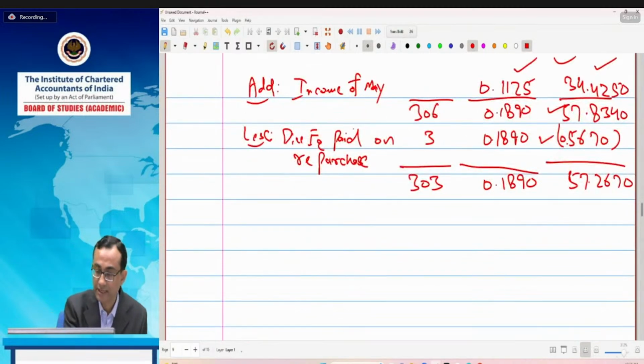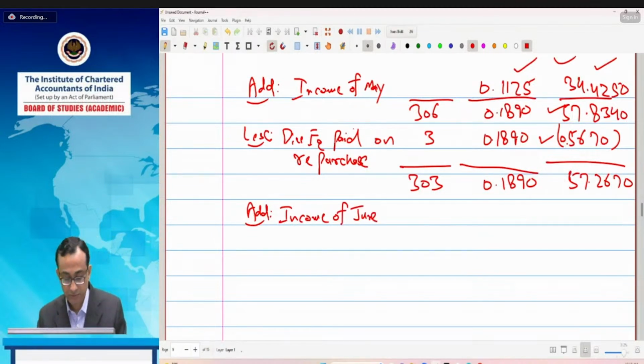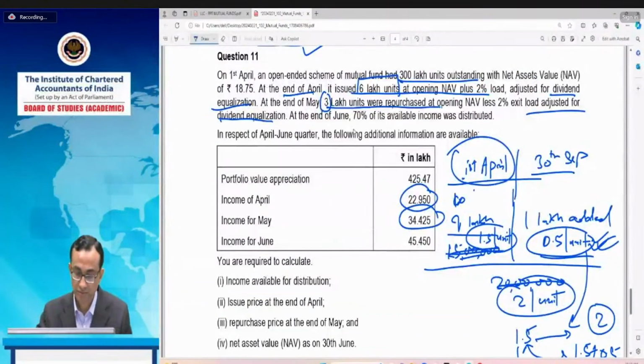So now add income from June. Income of June is already given to you, 45.45.